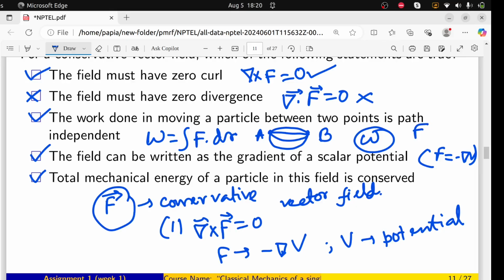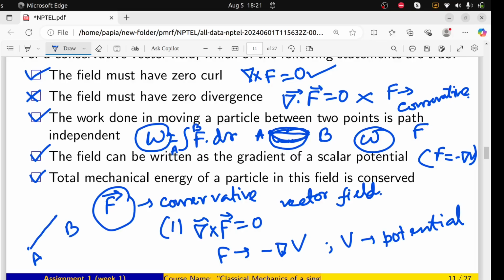As this is a path independent function, if it is a conservative vector field, you can check that F dot dr along any path, from here to this point, then to this point, will give the same value of work done. It will depend only on the initial point and the final point. So it does not bother about which path I take from A to B.